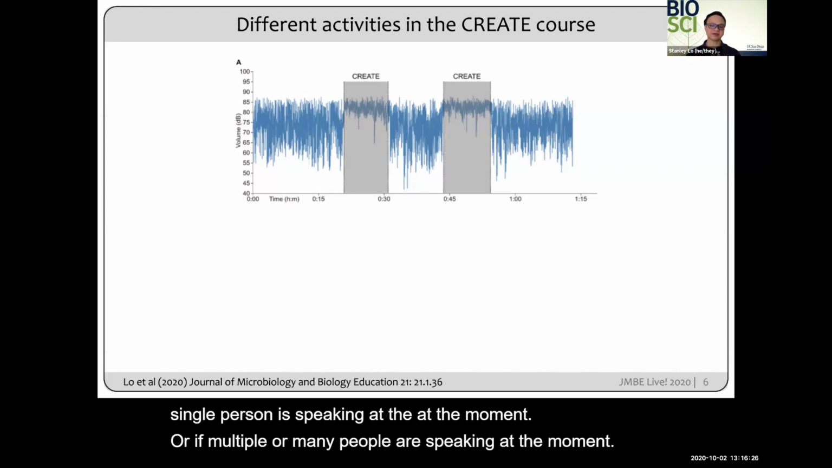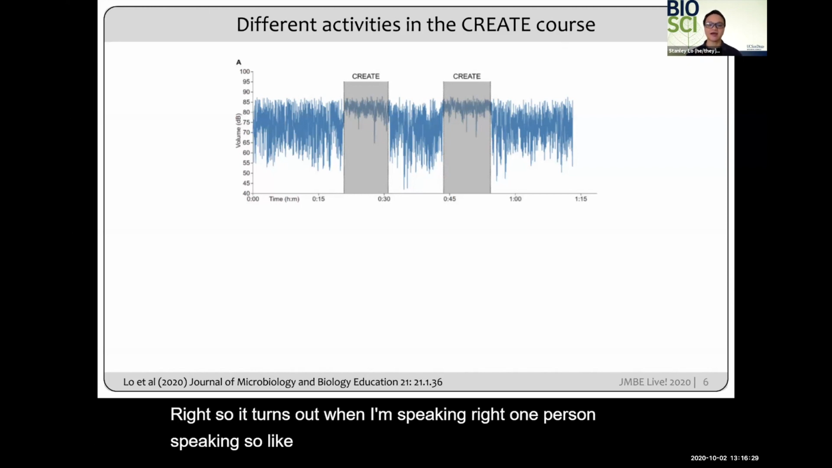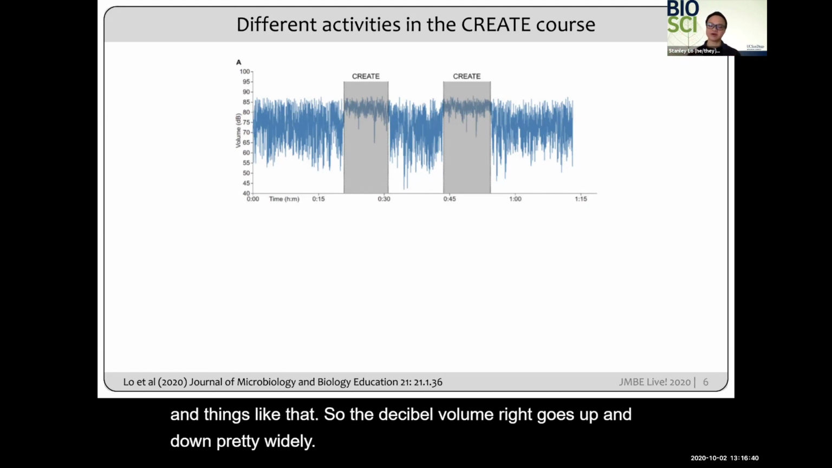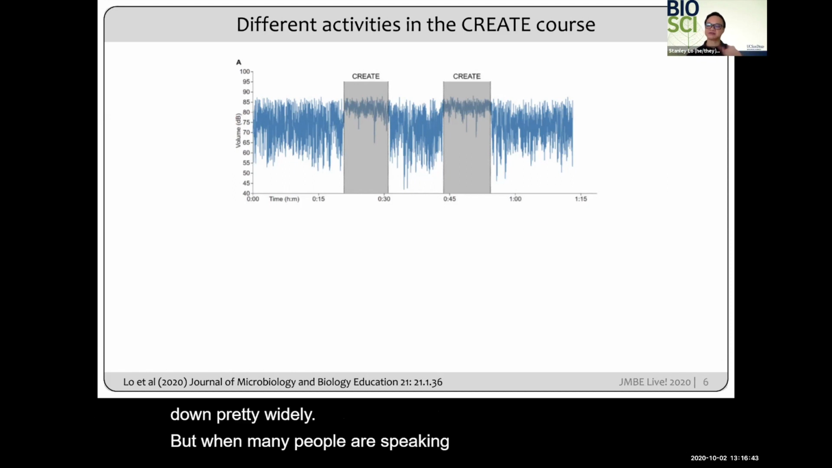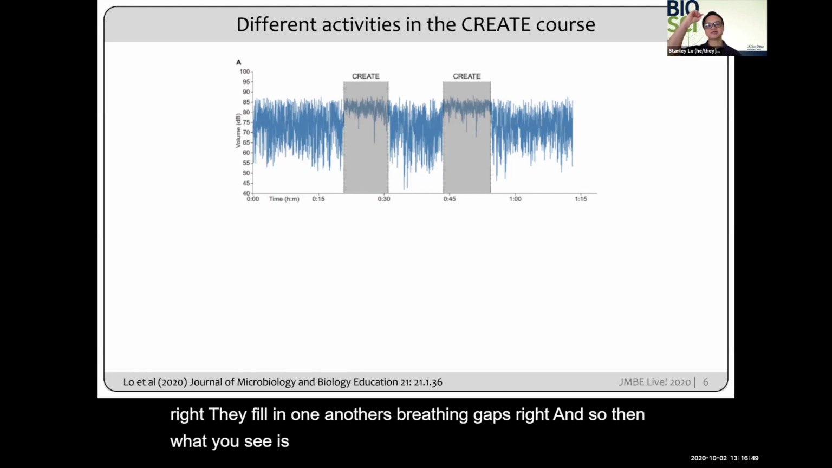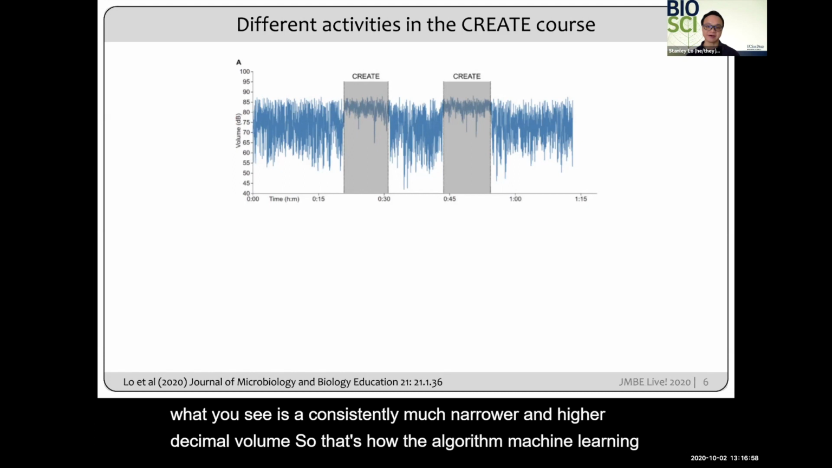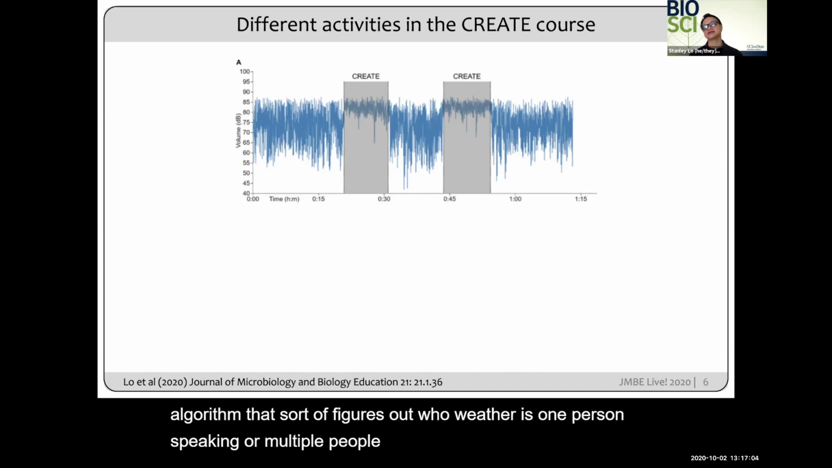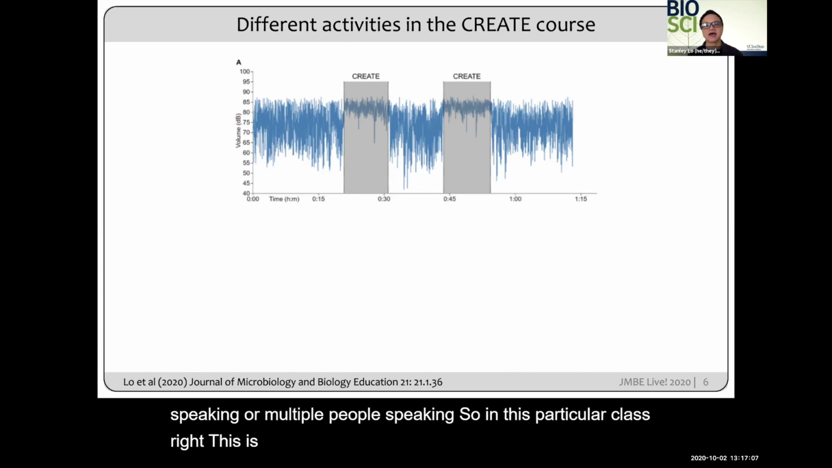So it turns out when one person is speaking, like I'm speaking now, I breathe in between words and things like that. So the decibel volume goes up and down pretty widely. But when many people are speaking, those gaps fill in one another's breathing gaps. And so what you see is a consistently much narrower and higher decibel volume. So that's how the algorithm, a machine learning algorithm, figures out whether it's one person speaking or multiple people speaking.